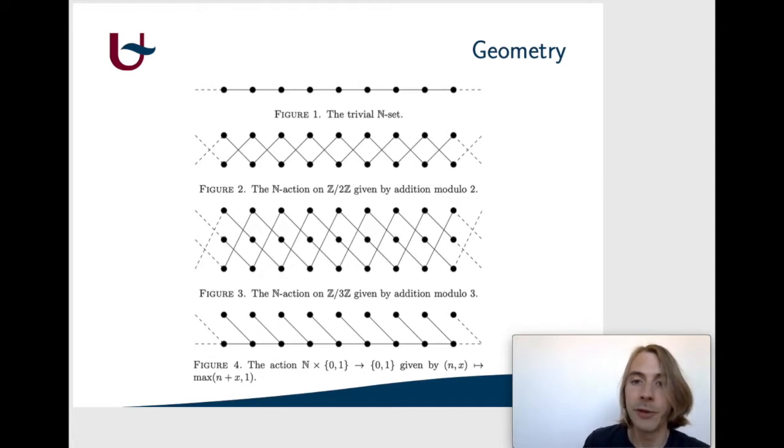So we have the trivial set, we have the N action on the set with 2 elements that is given by addition modulo 2, the N action on a set of 3 elements with action given by addition modulo 3, and here you have another action on a set with 2 elements 0 and 1, and 0 is sent to 1 while 1 is sent to itself.